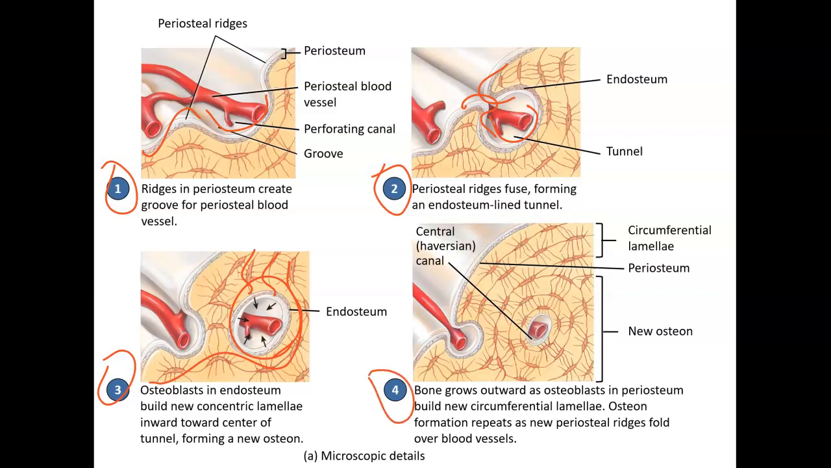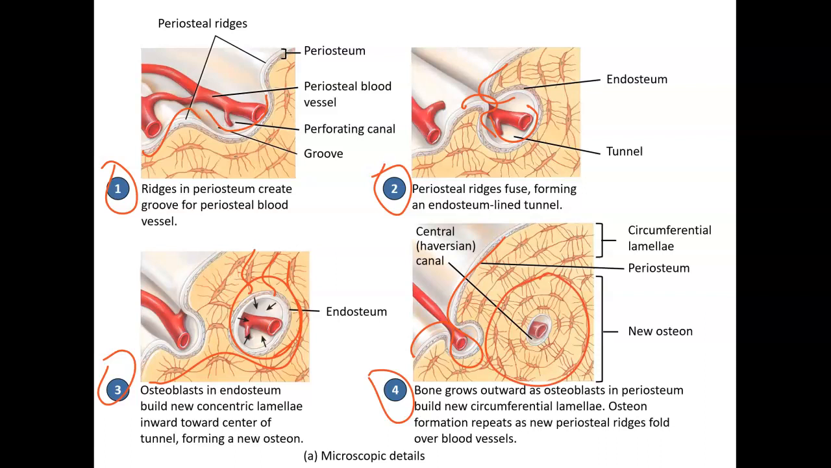And then last, that bone's going to grow outward as the osteoblasts in the periosteum build new circumferential lamellae. And then the osteon is going to form there and repeat as the new periosteal ridges fold in over blood vessels. So we see that happening, creating new osteons.